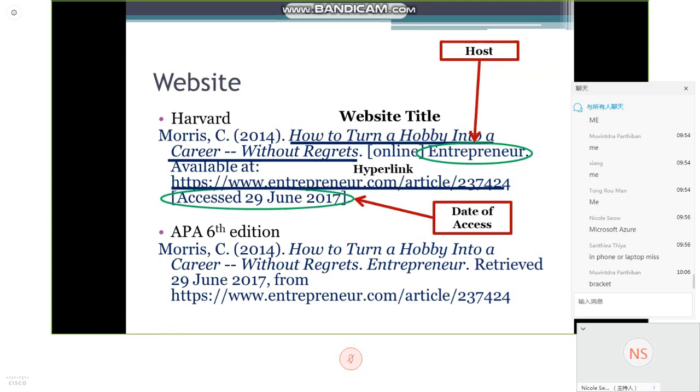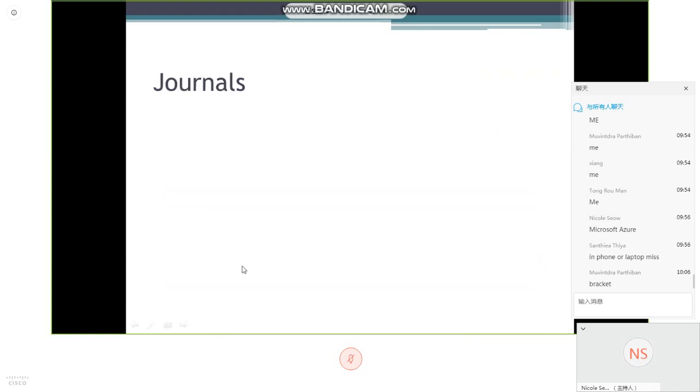All right. And it also mentions right after the entrepreneur, it says retrieved on 29th June 2017. So you have to remember the date of when you have accessed the website. So if you've gone to a website today, you must cite the date of when you've gone in. So today's date is the 12th of May 2020 followed by your hyperlink. Okay. So this is a breakdown version.